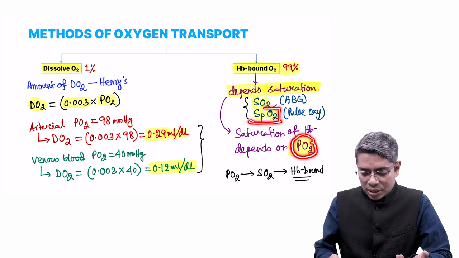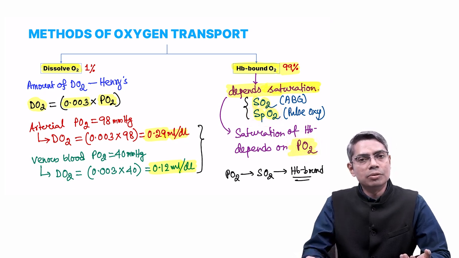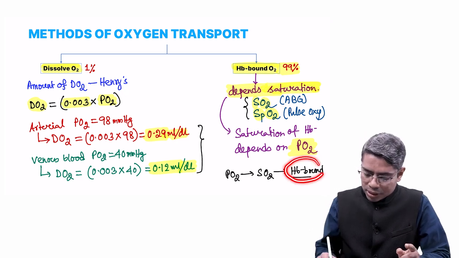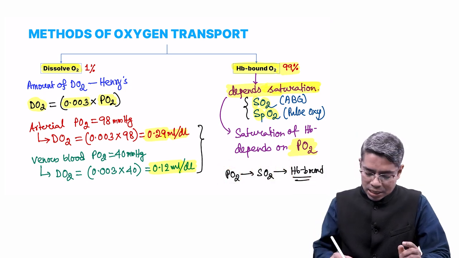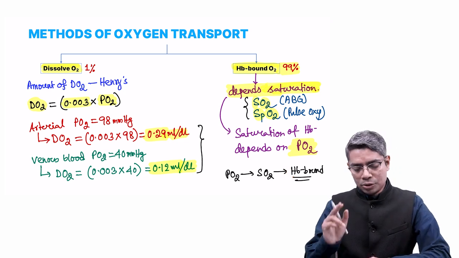So you should not calculate the partial pressure of oxygen again and again. Rather, if the saturation is within the normal zone, then we assume that the partial pressure of oxygen is also within the normal range. Okay, but the bottom line is that hemoglobin bound oxygen content depends on saturation, saturation depends on partial pressure of oxygen. If there is a decrease in partial pressure of oxygen, so will be the saturation, and so will be the hemoglobin bound oxygen content. So this is very, very important.